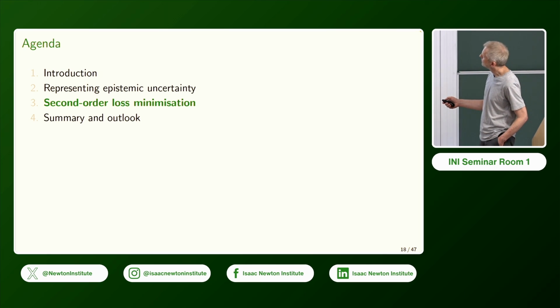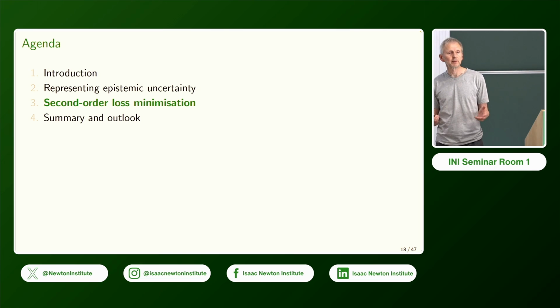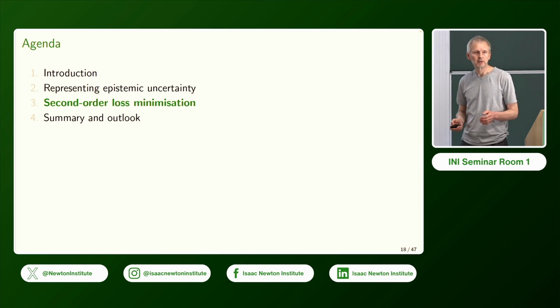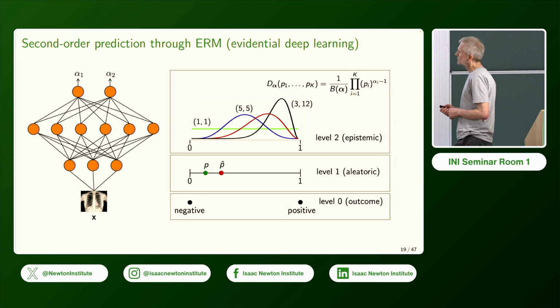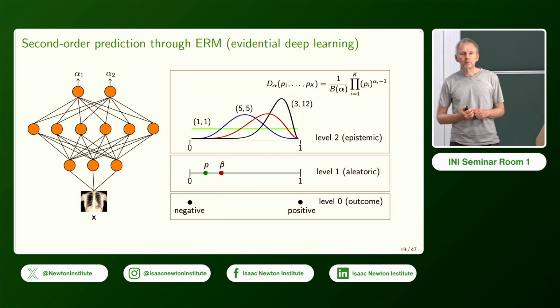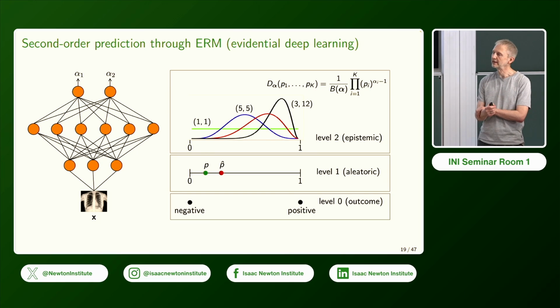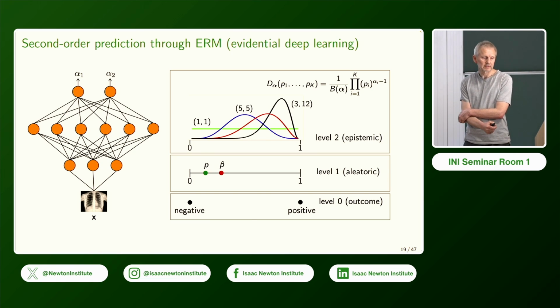Speak a little bit more about this idea of second-order loss minimization, which recently has become also quite popular in the machine learning field. So what is the idea? The idea, you can motivate in different ways. We just talked about the Bayesian approach.